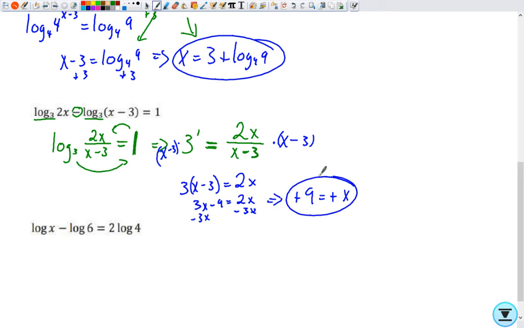And we can double check it. If we plug it back in here, this would be log base 3, and then 2 times 9 is 18, and 9 minus 3 is 6. And 18 divided by 6 is 3, and that's that identity, log base 3 of 3 equals 1. That's this identity: the log of a base a equals 1.